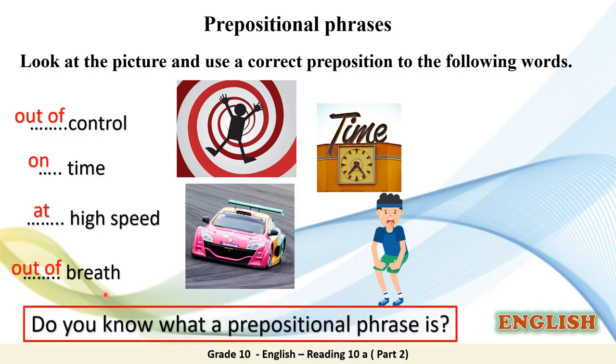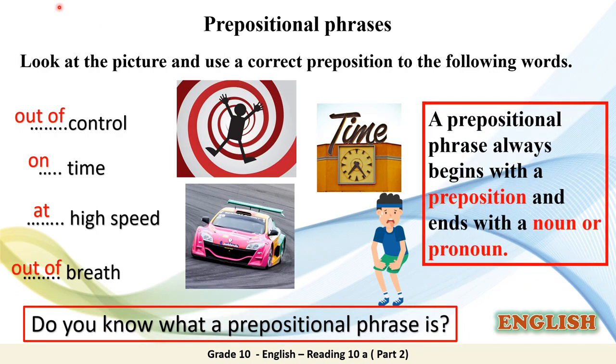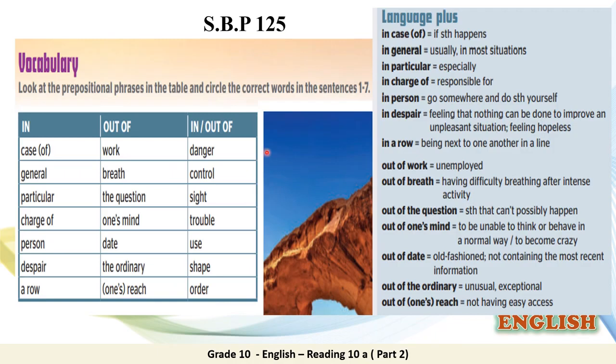Now, let me ask you, do you know what a prepositional phrase is? A prepositional phrase always begins with a preposition and ends with a noun or pronoun. Let's look at these words. They all start with prepositions and end with a noun. And now let's know more about prepositional phrases. Go to your student book, page 125, Vocabulary. Look at the prepositional phrases in the table and circle the correct words in the sentences from 1 to 7.